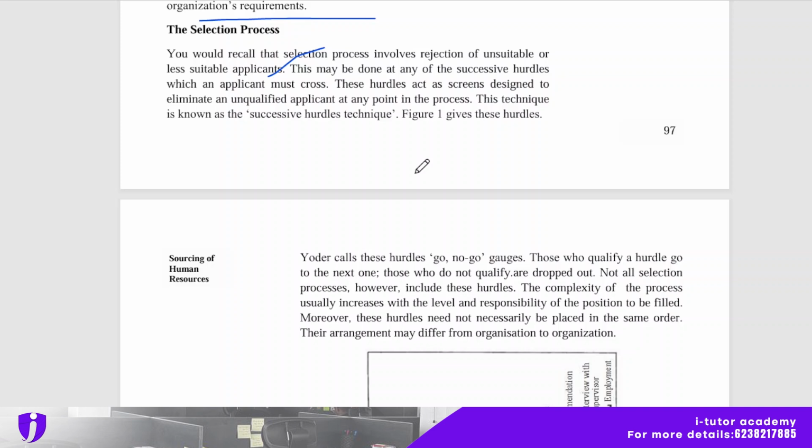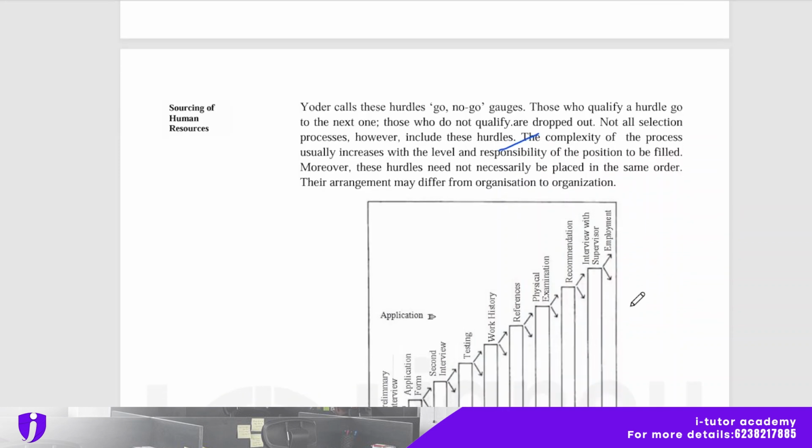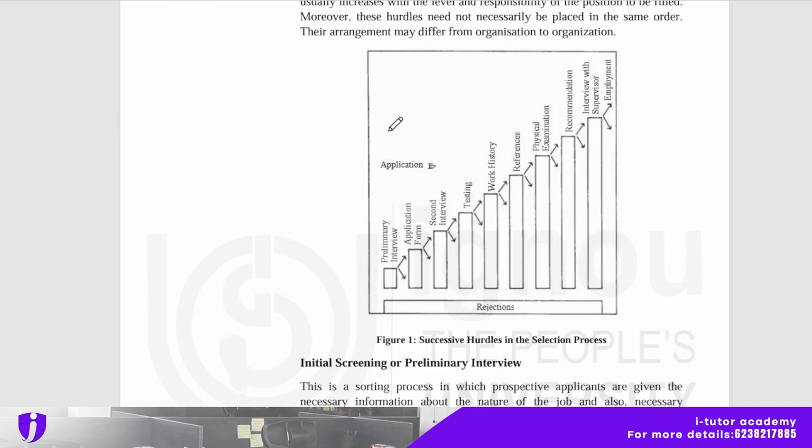Not all selection processes, however, include all these hurdles. The complexity of this process usually increases with the level and responsibility of the position to be filled. Moreover, these hurdles need not necessarily be placed in the same order. Their arrangement may differ from organization to organization. So here is a chart of successive hurdles in the selection process. You can just go through this chart also.